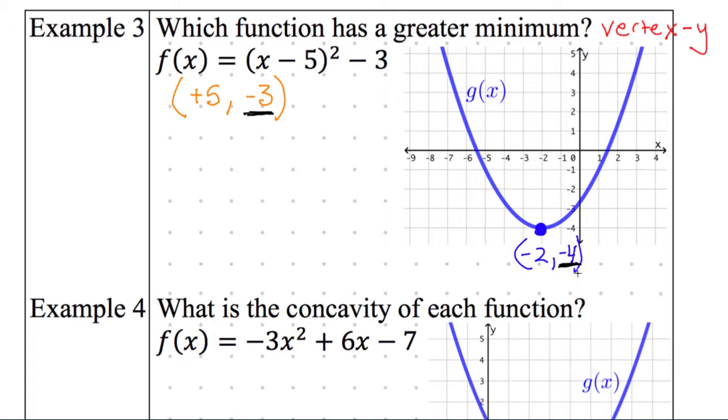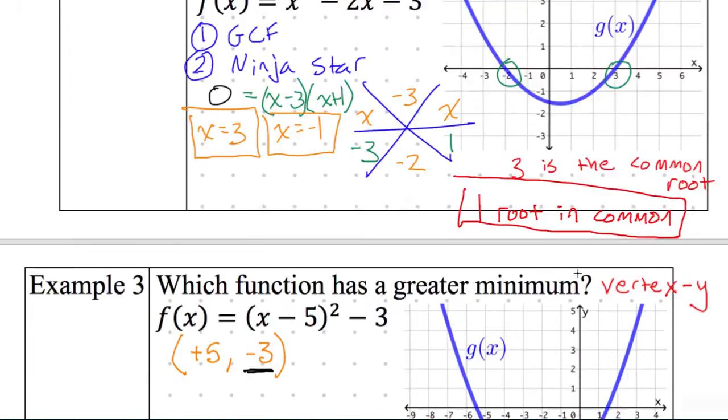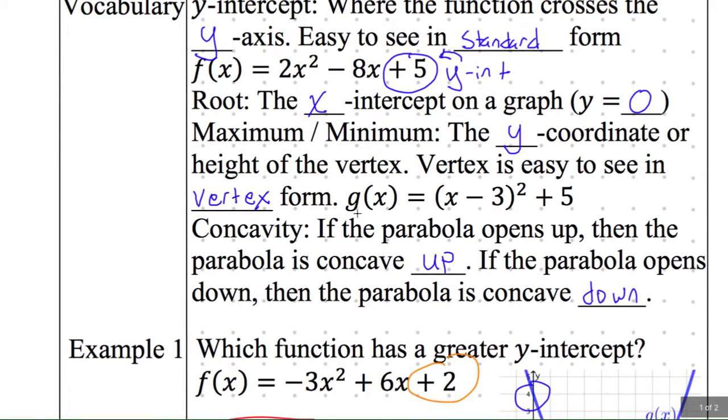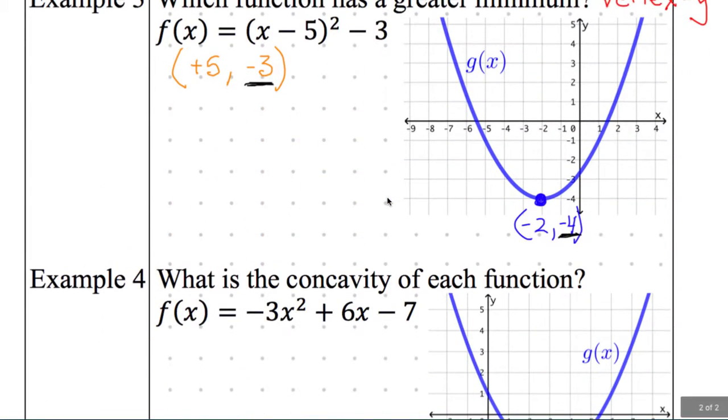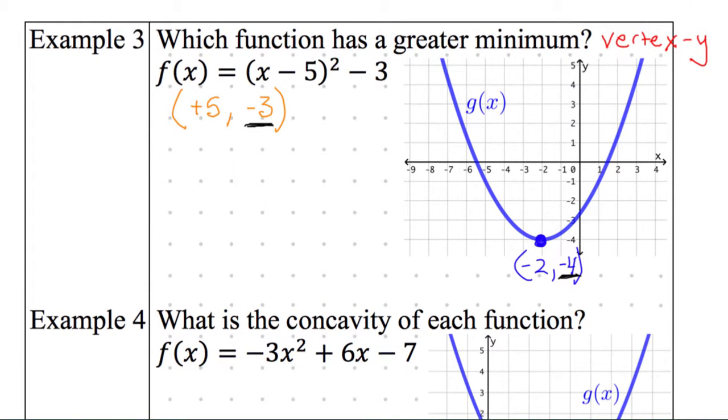Yeah, perfect. Everyone underline these two numbers, -3, -4. We are comparing the y coordinates of the vertex. That is in our notes. When we're looking for a minimum or a maximum, we're looking for the y coordinate of the vertex. So the y coordinate of the vertex, which one was bigger? -3 is bigger. So our answer is f of x. F of x has the greater minimum.